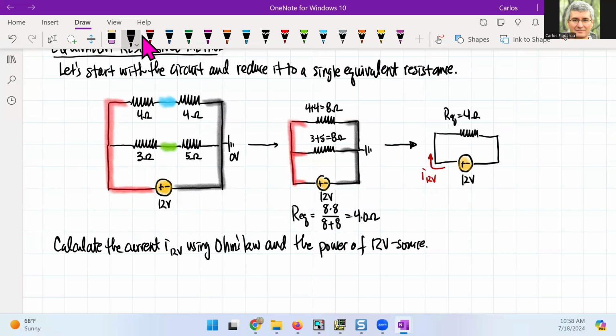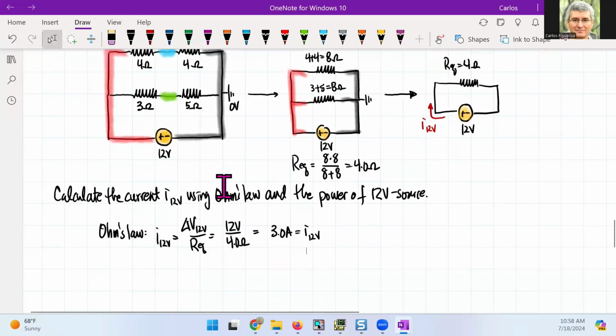So Ohm's law tells us that the current of the 12-volt source is going to be the voltage of the 12-volt source divided by R equivalent, which is 12 divided by 4, which gives me 3.0 amps for the 12-volt source.